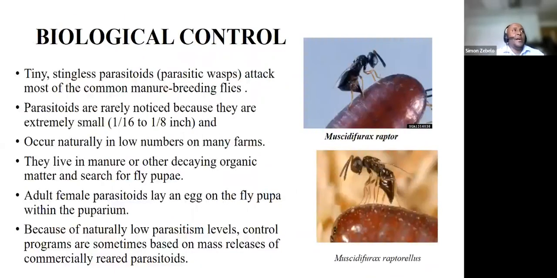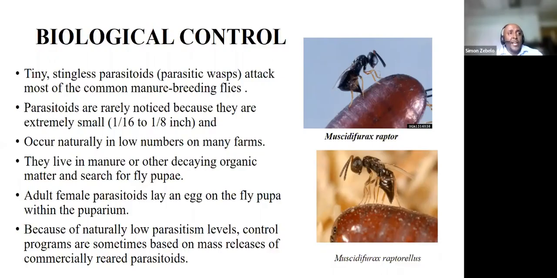Another very commonly used or commercially available biological control is tiny stingless parasitoids, or parasitic wasps, which attack most of the common manure breeding flies. These parasitoids are rarely noticed because they are extremely small and occur naturally in low numbers on many farms. They live in manure or other decaying organic matter and search for fly pupae.